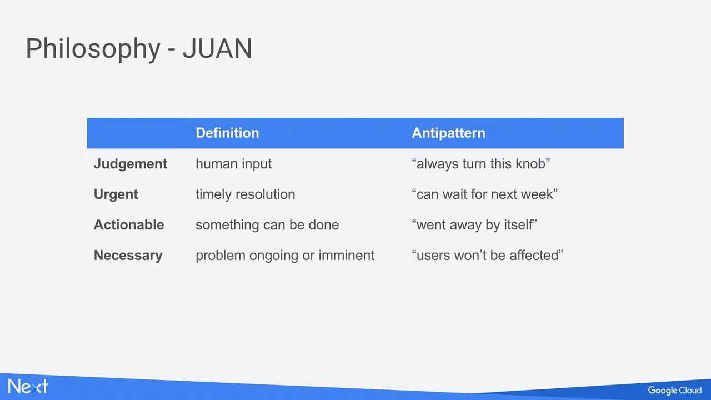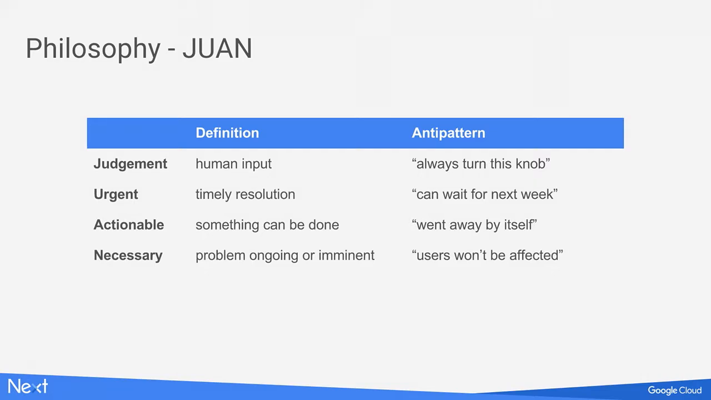The first one is judgment. An alert should require human judgment. Otherwise, why waste the person's time? And also, it can really upset people when they get frequently alerted and they feel like they don't have to think or do anything. It's just they don't have to use any judgment.